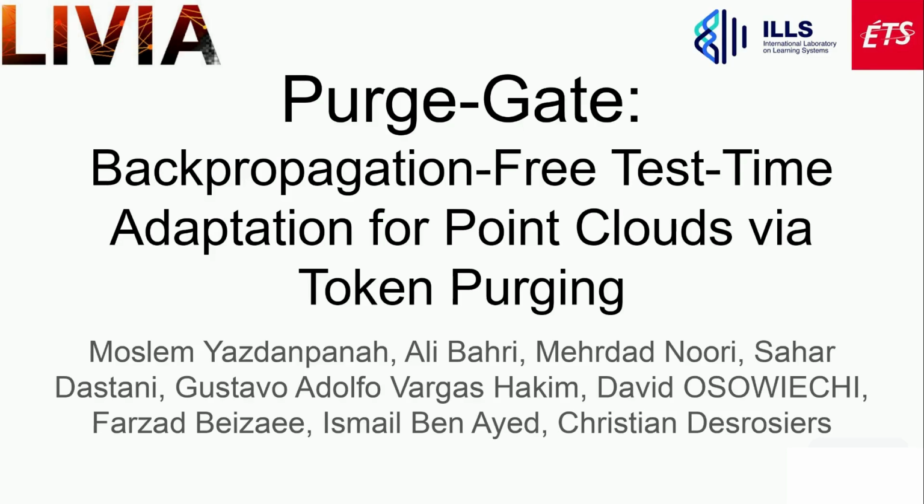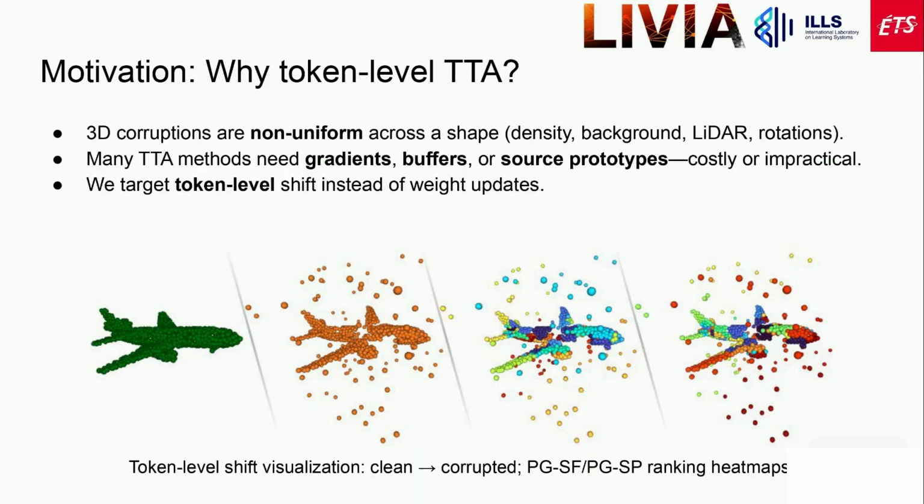Purge-Gate is a backprop-free test-time adaptation method for point clouds. The core idea is simple: at inference, identify tokens most distorted by the target domain, and remove them before they enter self-attention. By adapting the token set instead of the weights, we get robust gains with no gradients, no buffers, no source data at test time, and overhead close to plain inference.